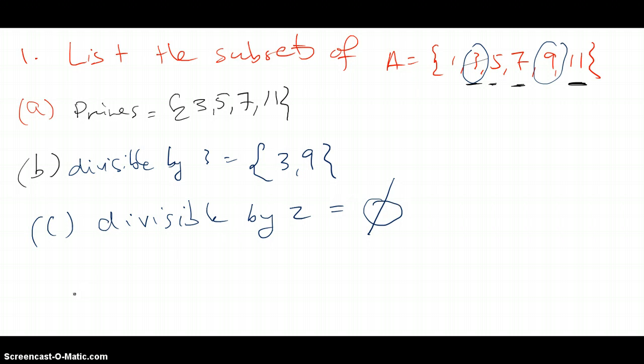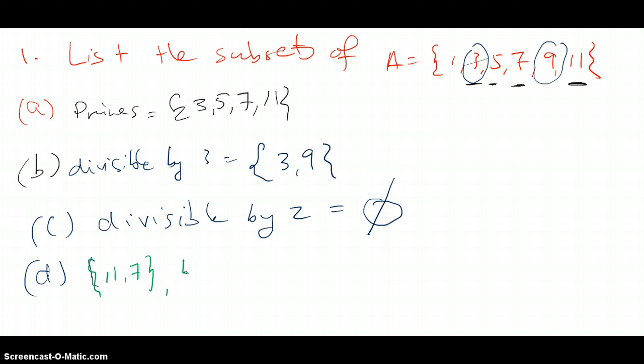Alright, and the last one says the set containing the pair of numbers in A whose sum is 18. So what numbers can we add up together in twos that give us 18? I'll use a different color once again. Let's use green. The numbers 11 and 7 can give us that.